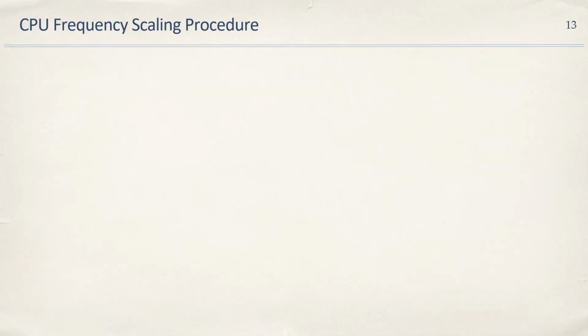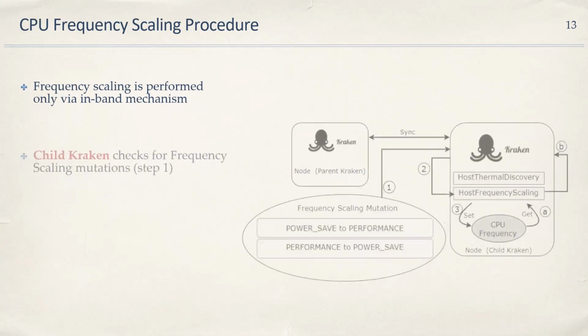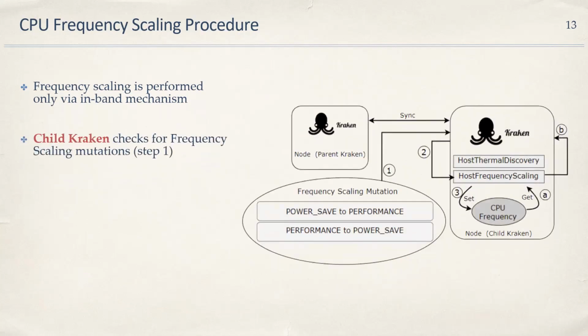CPU frequency scaling is the second mechanism for this automation. Because frequency scaling is not supported by any BMC technology, it has to use the in-band mechanism and be done on the node using the operating system. It includes 3 steps.